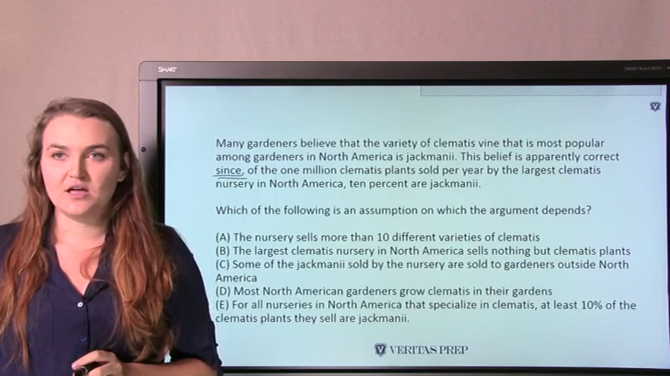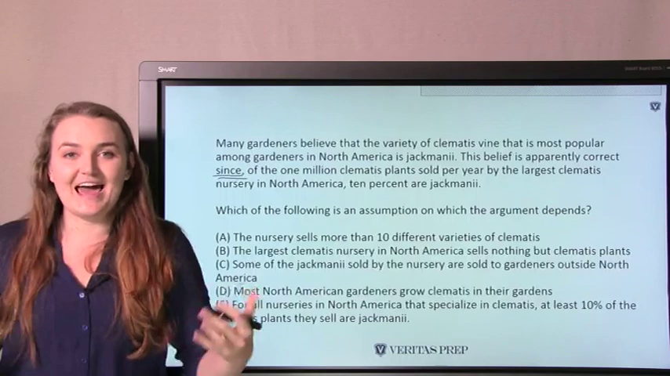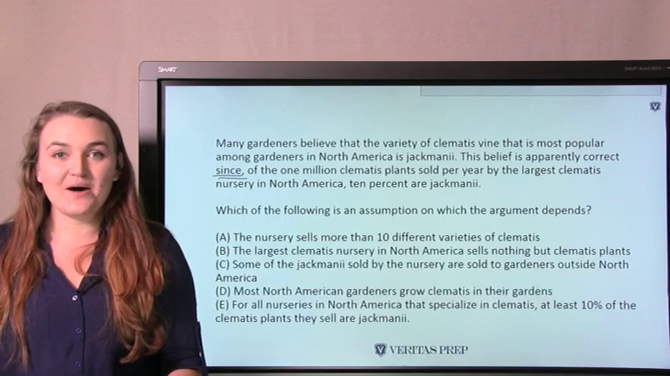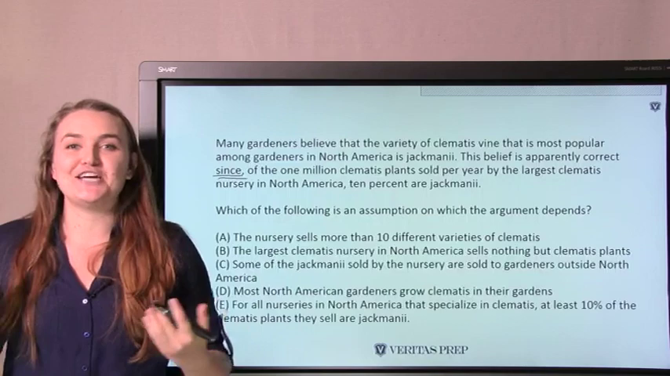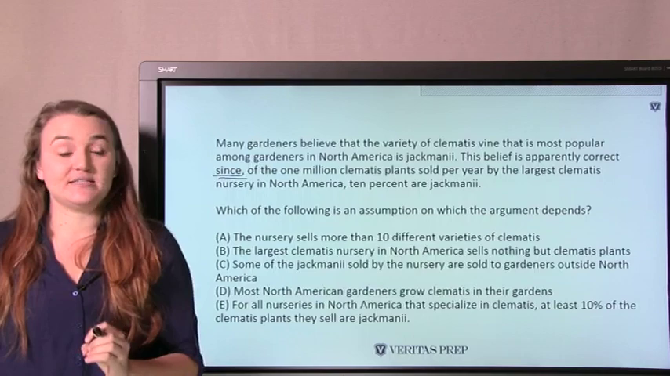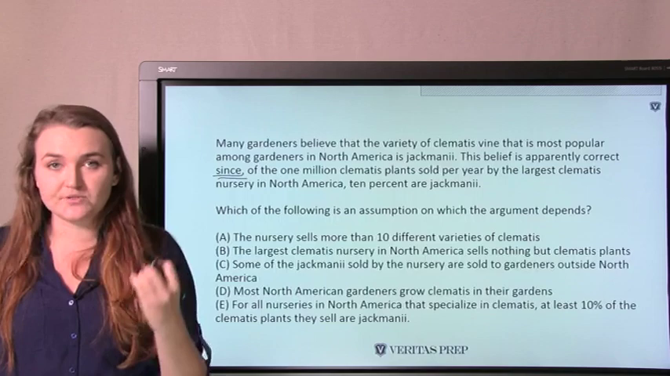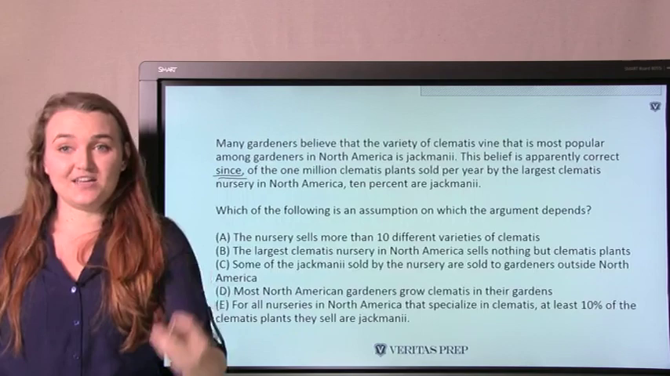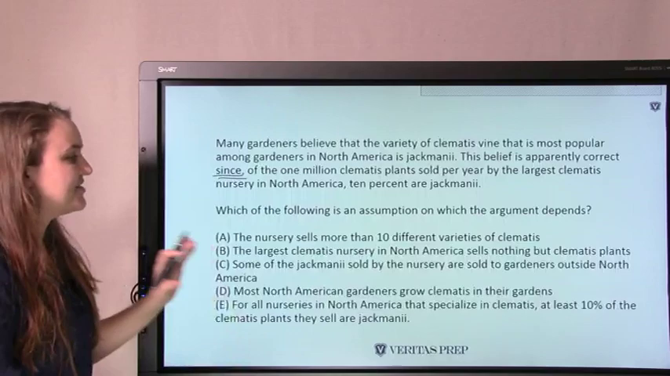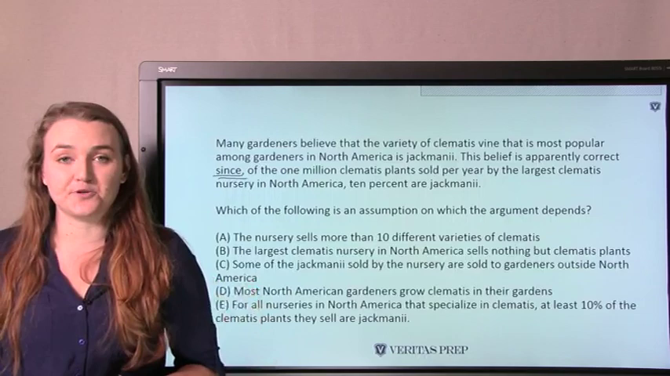Yes, so we have an assumption here that 10% is more than any other variety, that 10% is the highest percent, right? That would have to be true in order for it to make sense to say, because 10% are Jackmani, Jackmani must be the most popular variety. So in some regard, there's a really good chance that if we look to our answer choices, we're gonna see an answer choice that carries the meaning associated with 10% is the highest percent. So if we can start to think, thank you so much, guys. We can start to think through the answer choice that aligns with this gap, that 10% must then be the highest percent, we're probably well on our way.